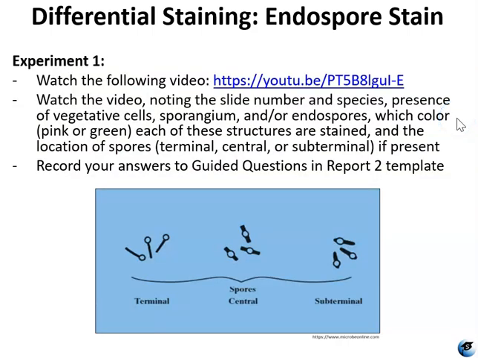I have edited this video for time, but also I wanted to cut out some parts where she says that there's no decolorizing step for the endospore stain. That is incorrect. The decolorizer for the endospore stain is water because malachite green is polar. It is water soluble, which allows the water to remove it from the vegetative cells in the sporangium. Therefore, water is the decolorizer for the endospore stain.